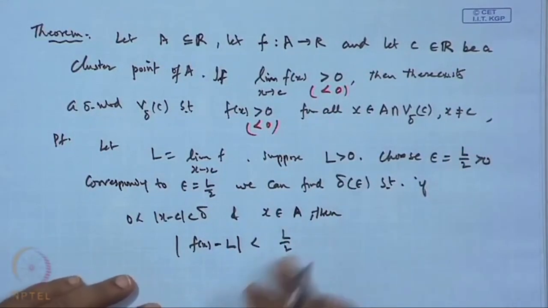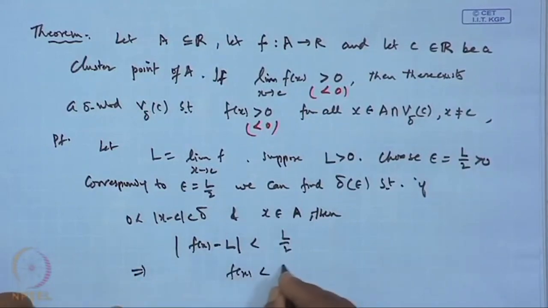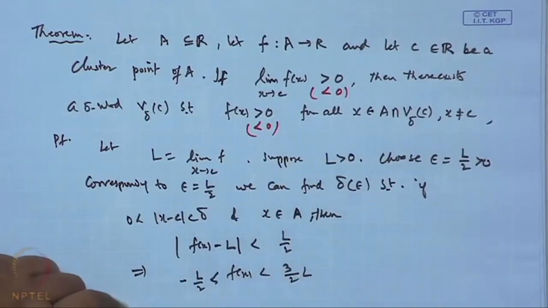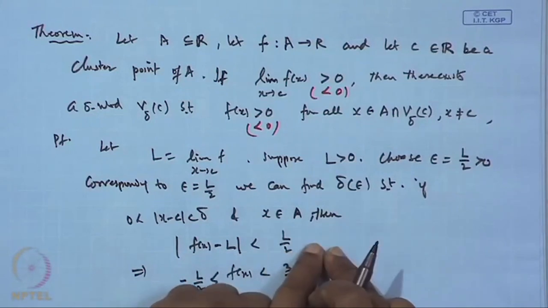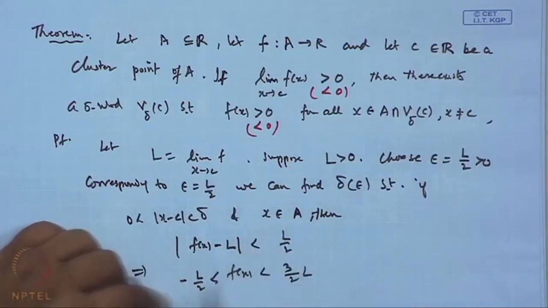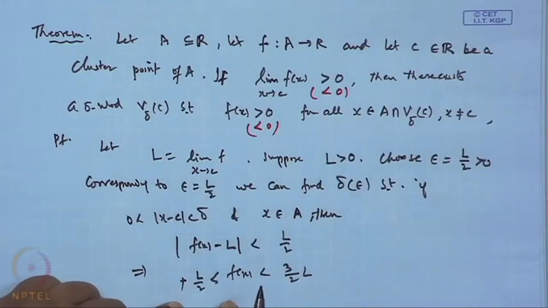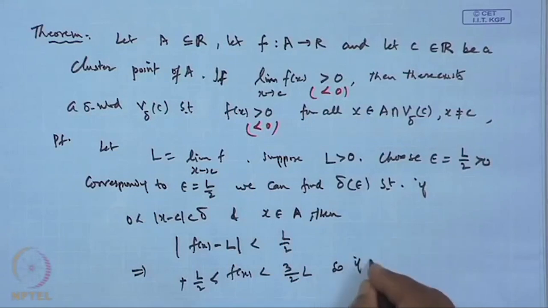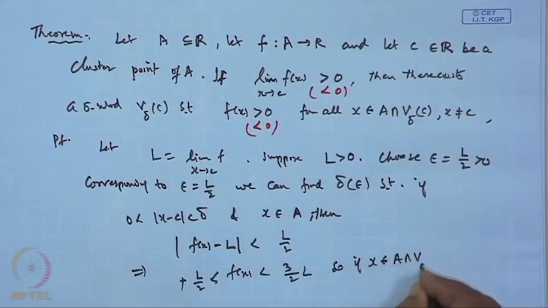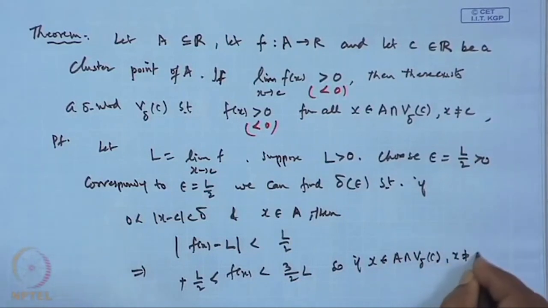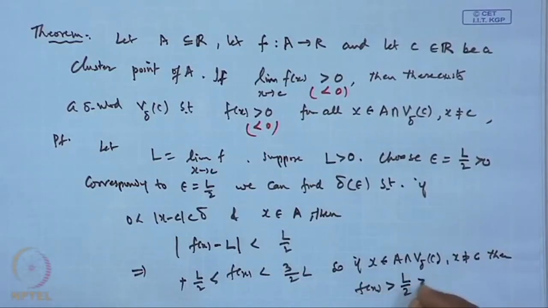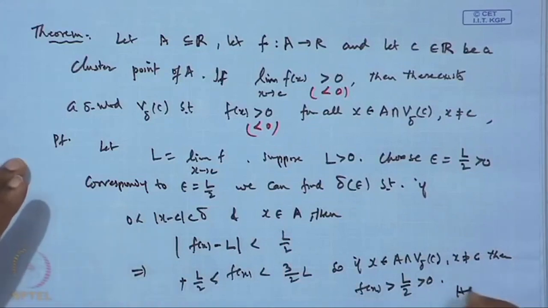Therefore, this implies f(x) lies between 3L by 2 and minus L by 2 plus L, that is L by 2. So, f(x) will always be greater than L by 2. So, it follows that if x belongs to A intersection V_delta(c) and x is not equal to c, then f(x) will be greater than L by 2, which is positive. Hence the result, hence the proof.